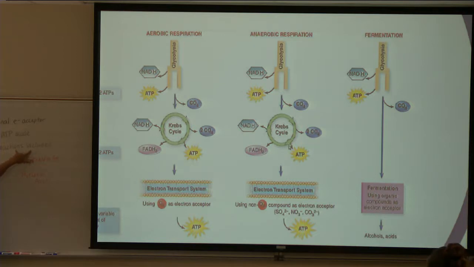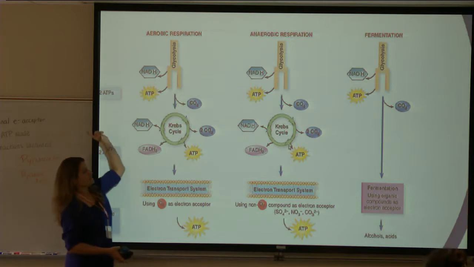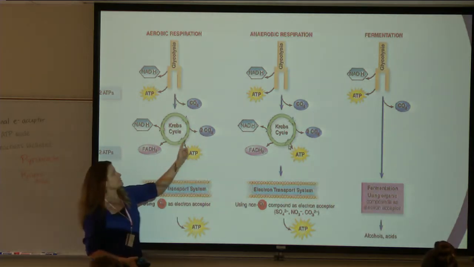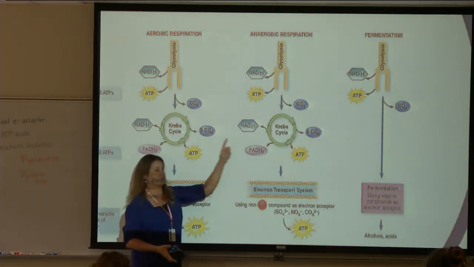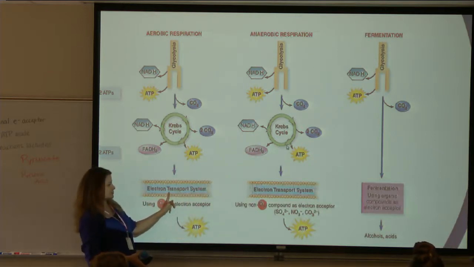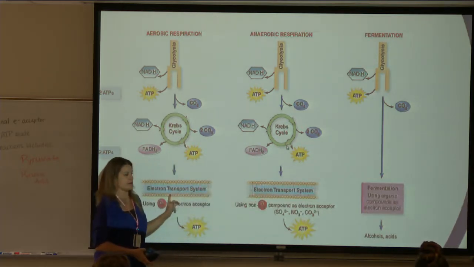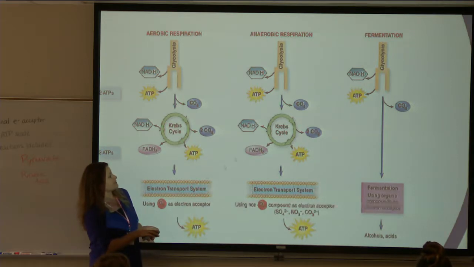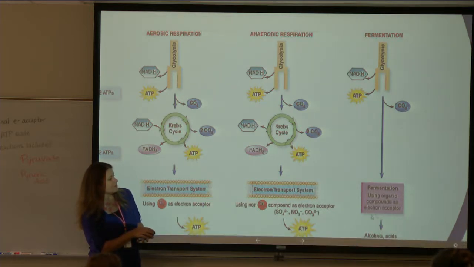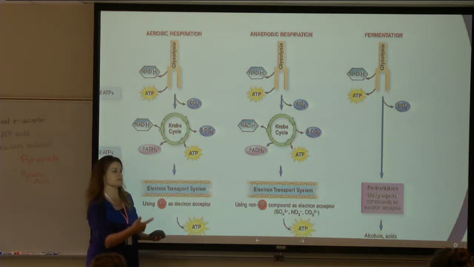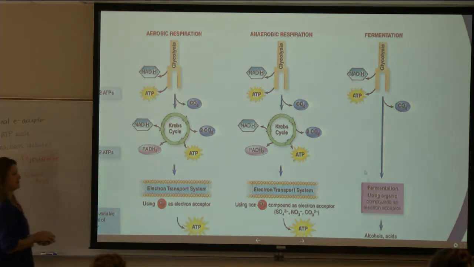Reactions included in aerobic respiration, anaerobic respiration, and fermentation. We see glycolysis, we see Krebs cycle, with aerobic and anaerobic. We also see electron transport with aerobic and anaerobic. So they're basically identical. The difference is oxygen, no oxygen. Fermentation is quite different because you have glycolysis and then you go right into fermentation. You do not have Krebs cycle, you do not have the electron transport system.